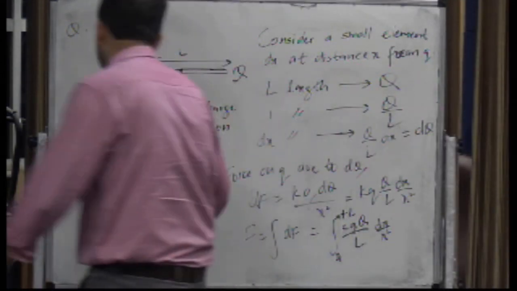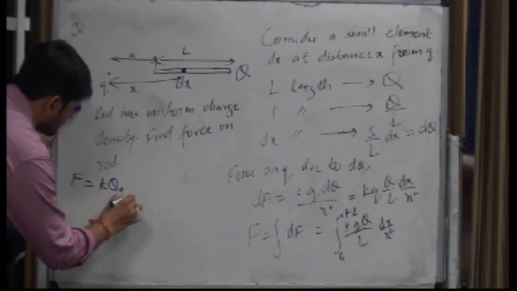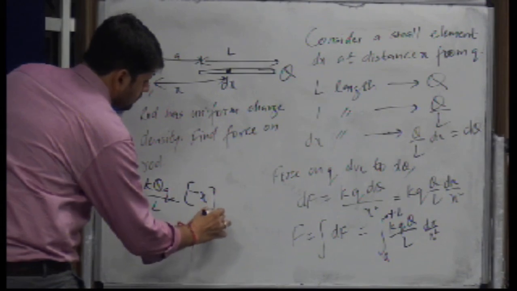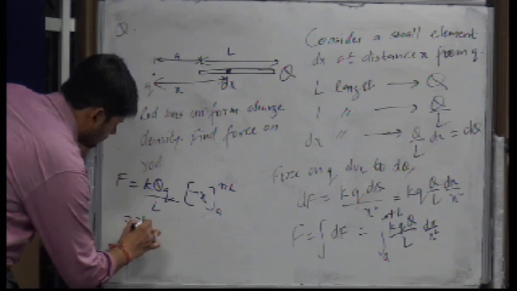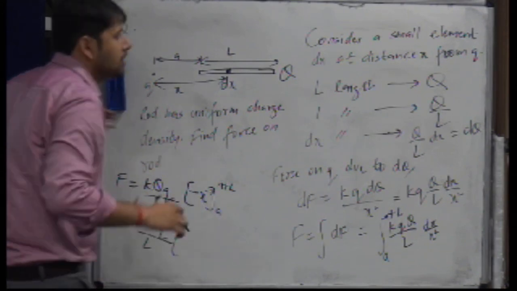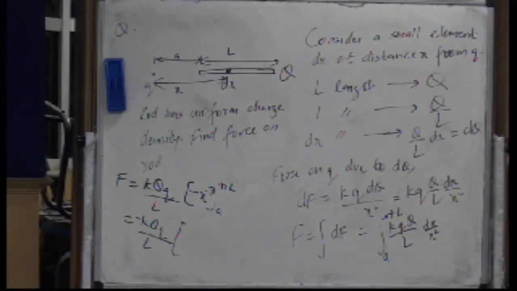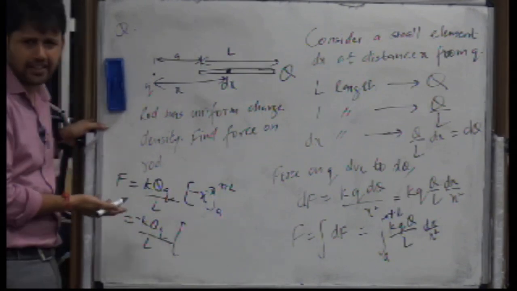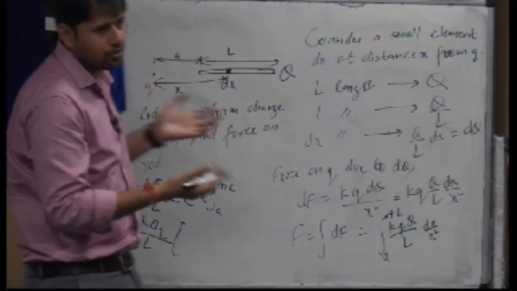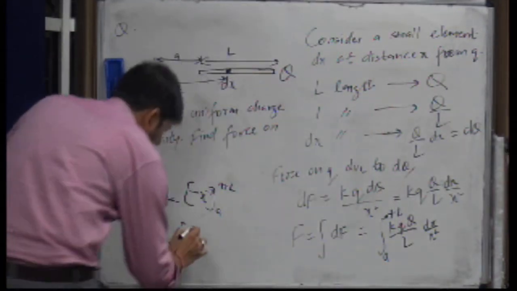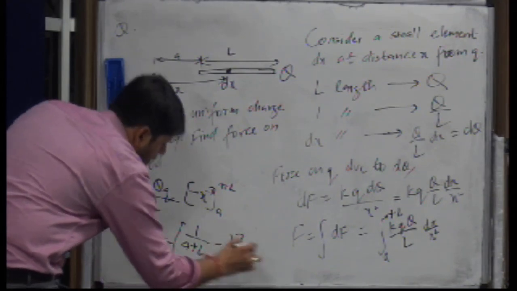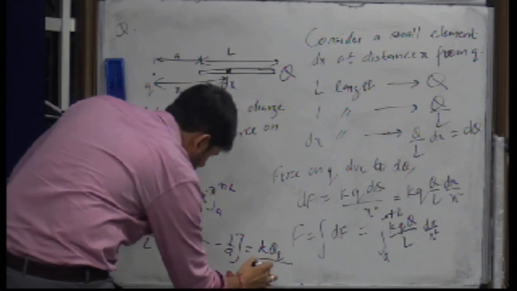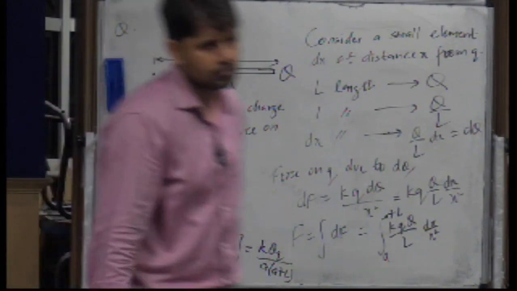You know integration far better than me, so tell me the answer quickly. What will it be? Minus x raised to power minus 1, and this would be 1 by x, right? Taking minus outside, it would be 1 by x, and put the limits, it would be 1 by a plus L minus 1 by a. Take LCM, the answer would be k q Q by L.